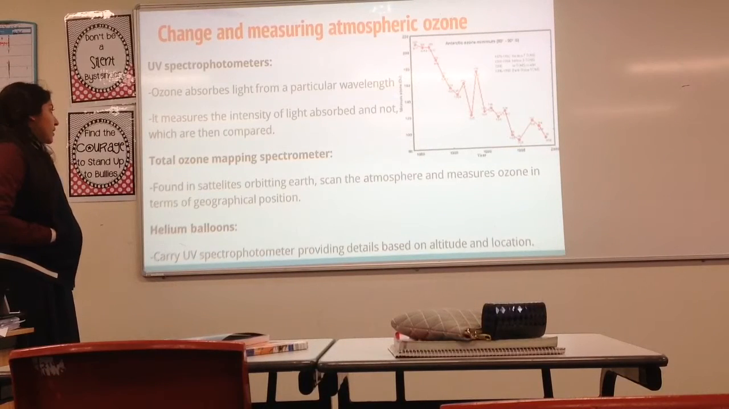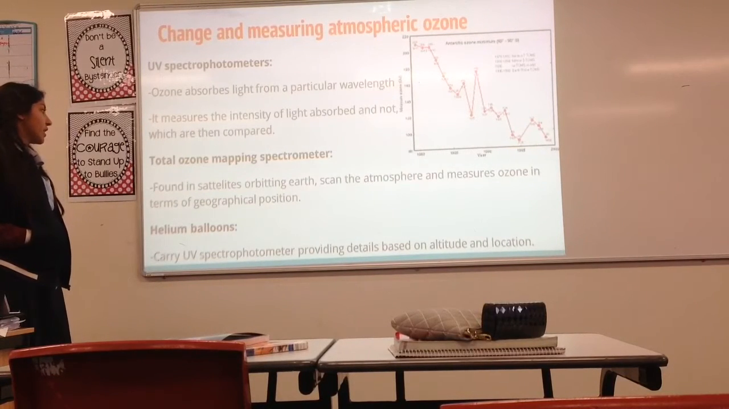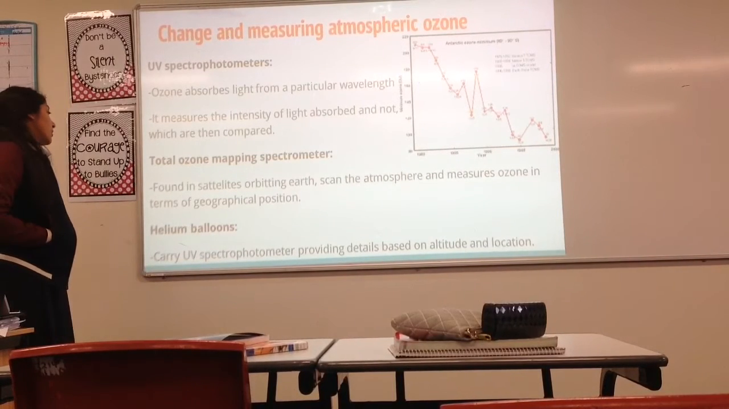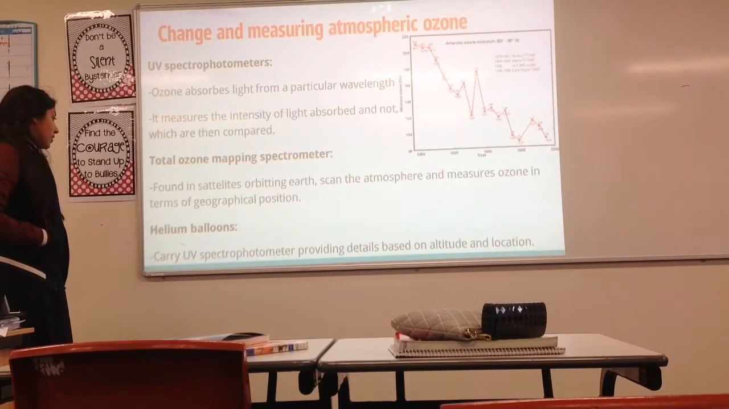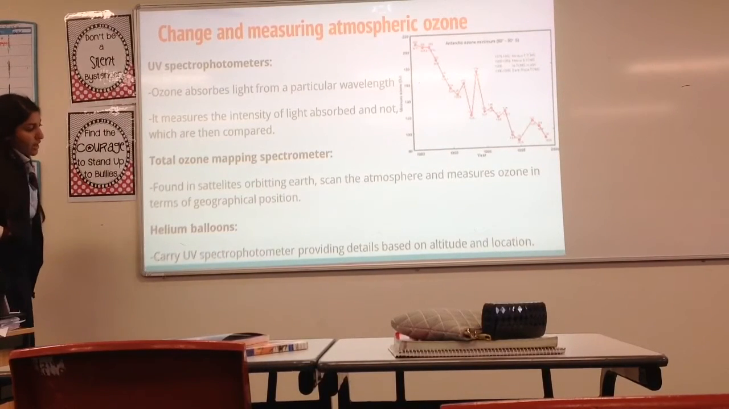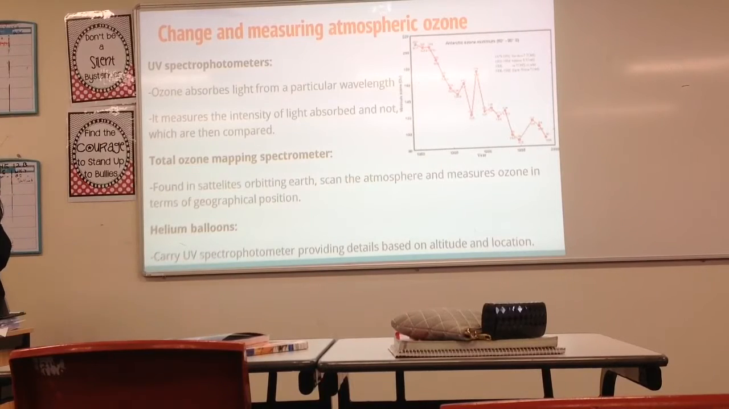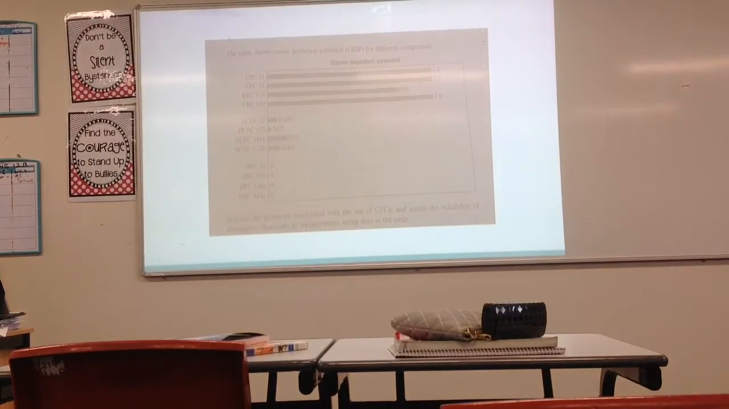Second, total ozone mapping spectrometers, which are found in satellites orbiting Earth, scan the atmosphere and measure ozone in terms of its geographical position. Third, helium balloons, which carry UV spectrophotometers, providing details based on altitude and location.